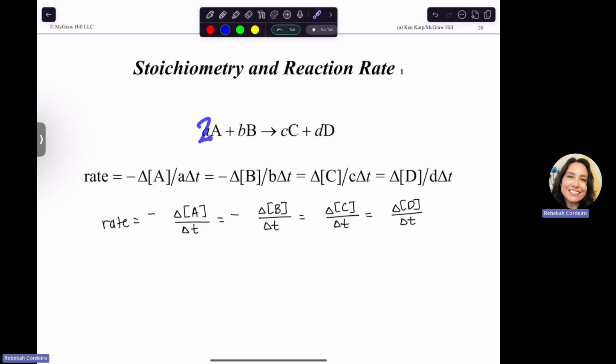But let's say that this was a 2 in front of A. Then A would be going twice as fast as B. So we need to put this 2 where it's going to help us account for the time. We're going to put it on the bottom of the fraction with the time. Whatever the coefficient in front of A is, it goes on the bottom with the time. Same thing for B. We're going to use these fractions to add to our idea of what a rate expression looks like, and then we can relate it to the stoichiometry.